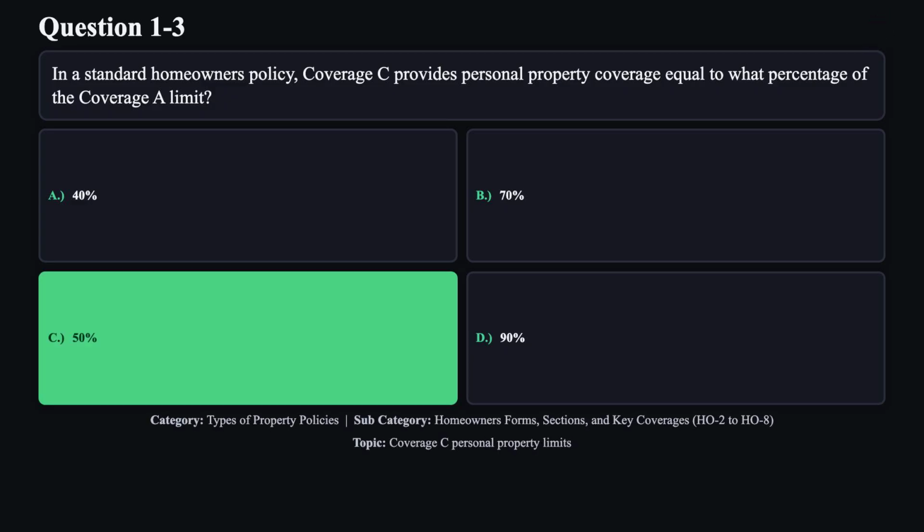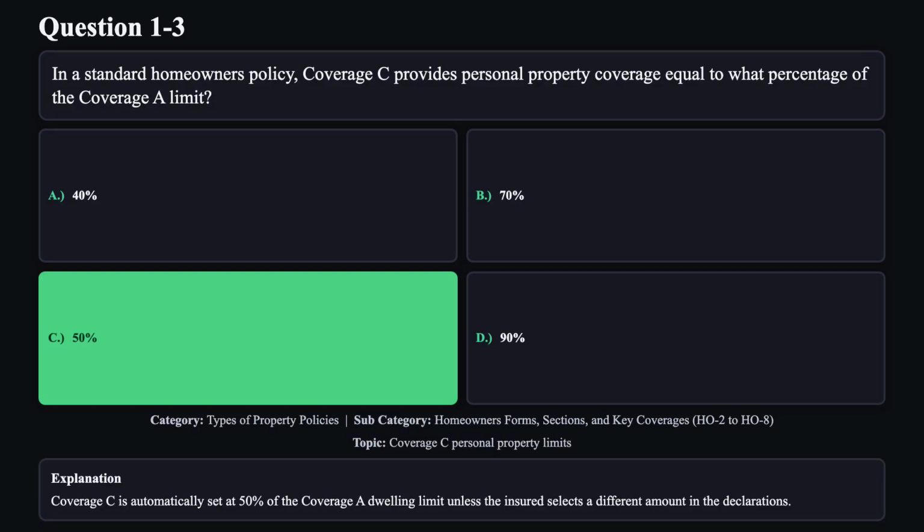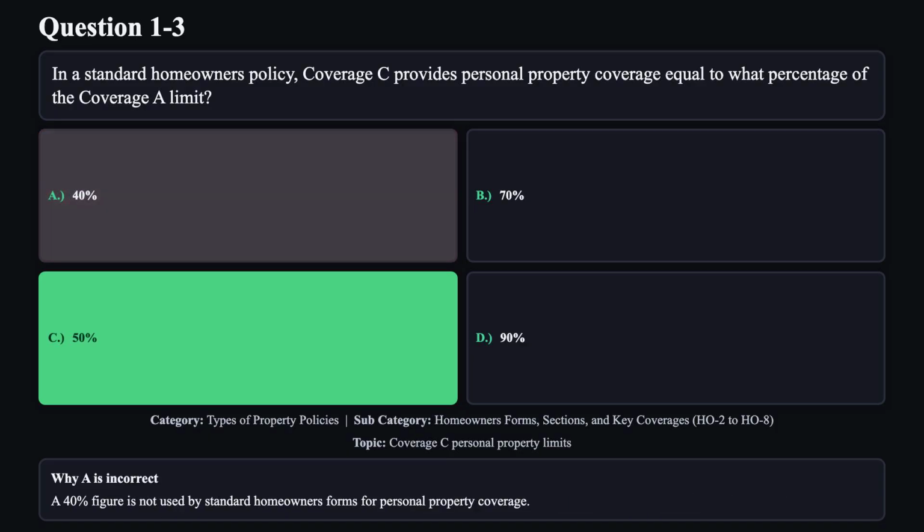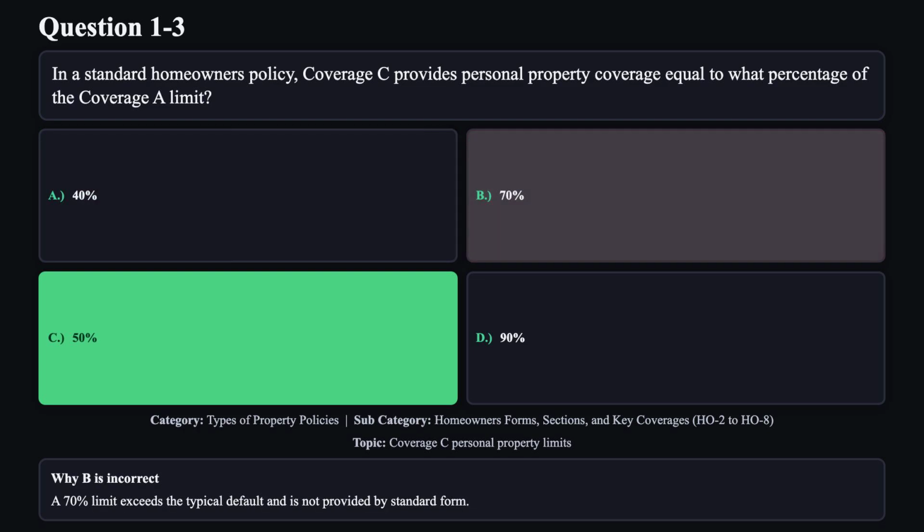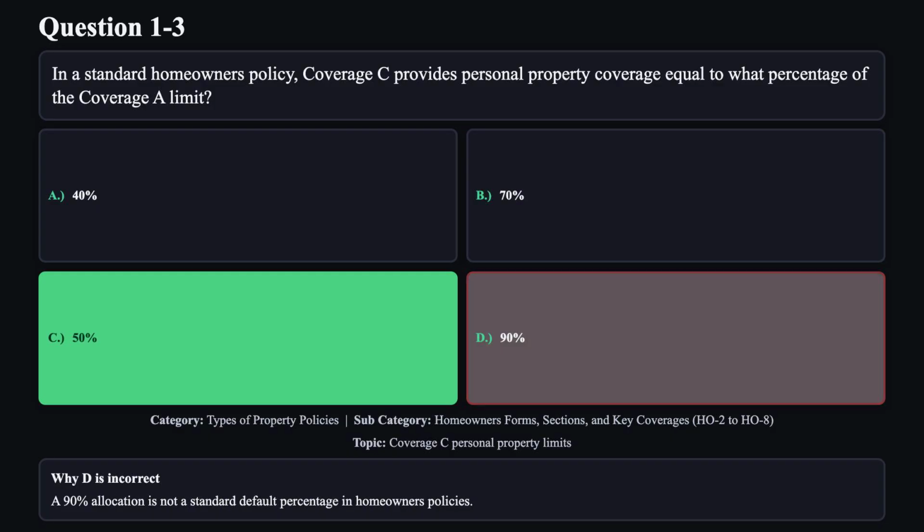The correct answer is C. Coverage C is automatically set at 50% of the coverage A dwelling limit, unless the insured selects a different amount in the declarations. Reason A is not correct. A 40% figure is not used by standard homeowners forms for personal property coverage. Reason B is not correct. A 70% limit exceeds the typical default and is not provided by standard form. Reason D is not correct. A 90% allocation is not a standard default percentage in homeowners policies.